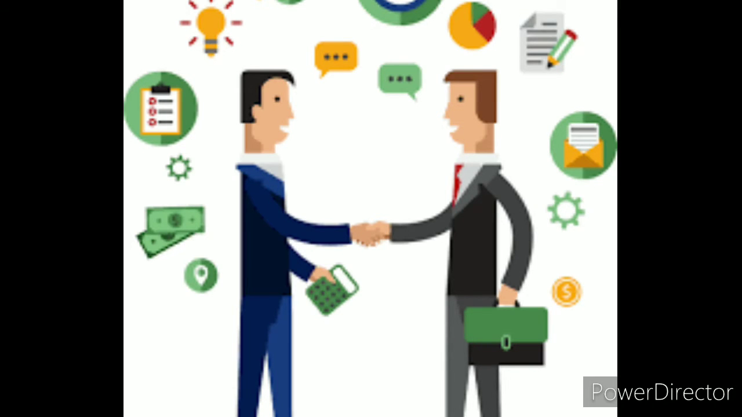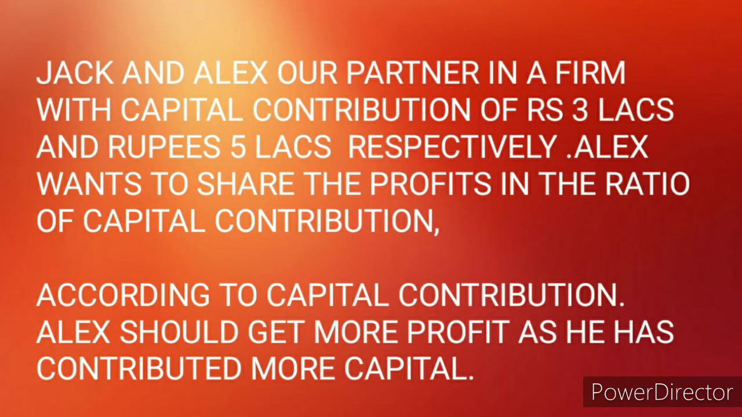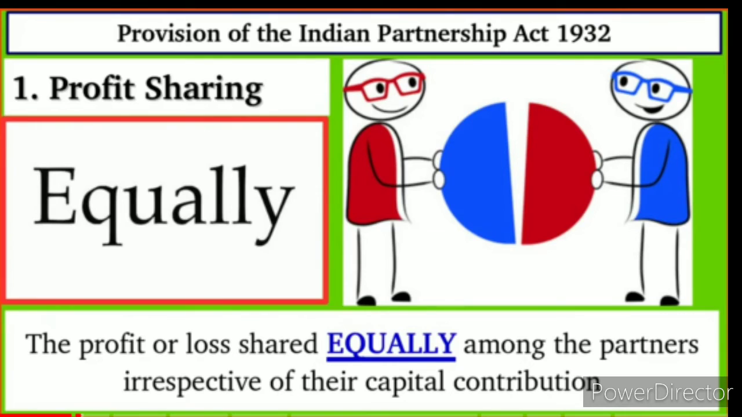Suppose Jack and Alex are partners in a firm with capital contributions of rupees 3 lakh and rupees 5 lakh respectively. Alex wants to share the profit in the ratio of capital contribution. According to capital contribution, Alex should get more profit as he contributed more capital. But when nothing is mentioned in the partnership deed about the profit sharing ratio, the profit and loss need to be shared equally, irrespective of the capital contribution by the partners.